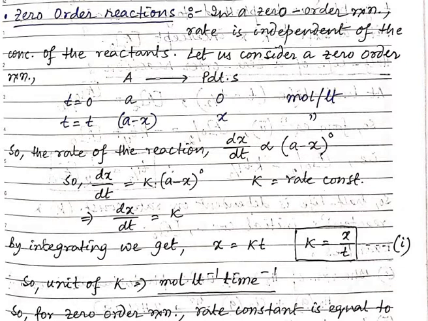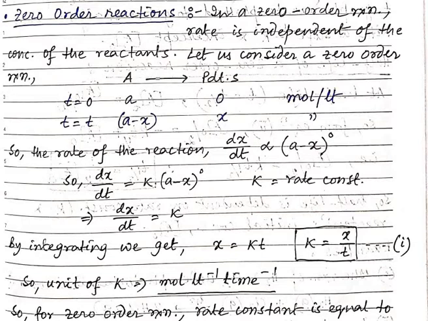So what is actually dx/dt? dx/dt is the formation of the product with respect to time. Okay, so how much product is forming with respect to time, that is our dx/dt. So obviously it should be proportional to the concentration of the reactant remaining in the reaction. That's why we can write that dx/dt is proportional to a minus x, and in this case we are mainly talking about the zero order reaction, so a minus x whole to the power 0.